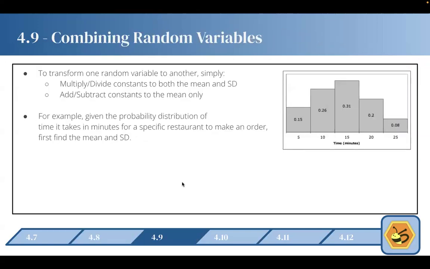All right, so combining random variables. So we have a different scenario here. If we need to transform one random variable to another, then here's how we do that, right? If we're multiplying by something or dividing, then that would apply to both the mean and the standard deviation. If, though, we're adding or subtracting, then that would be the mean only, right? So for example, given the probability distribution of time it takes in minutes for a specific restaurant to make an order, we should first find the mean and standard deviation.